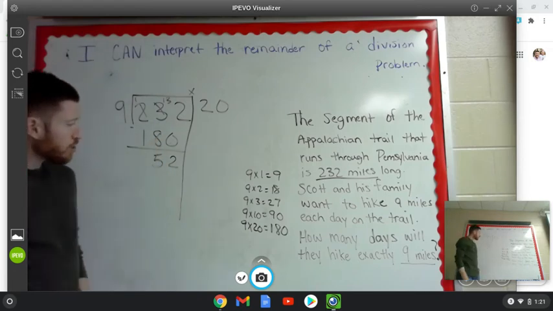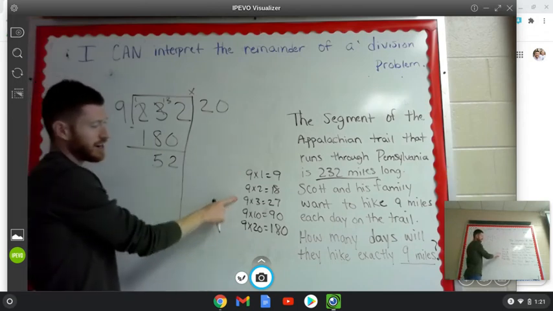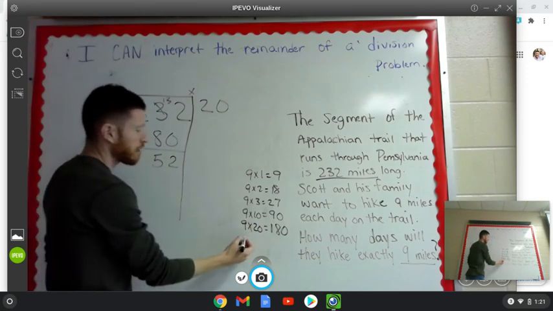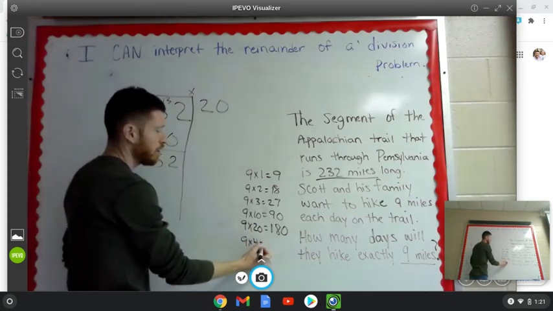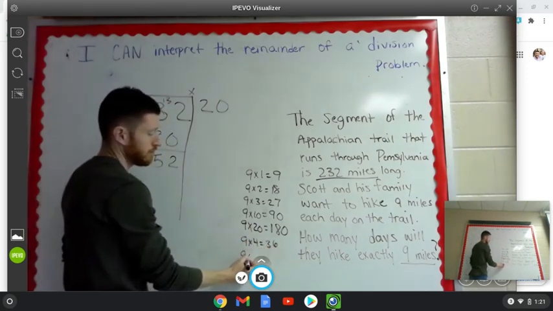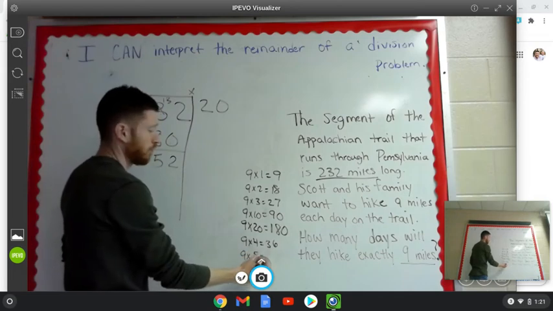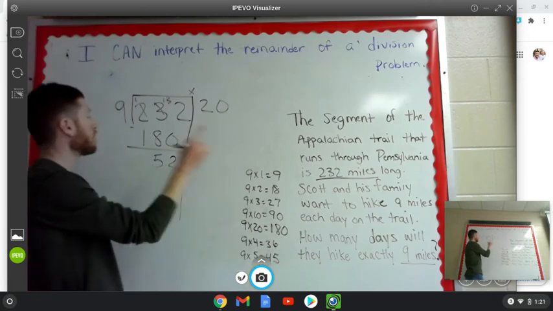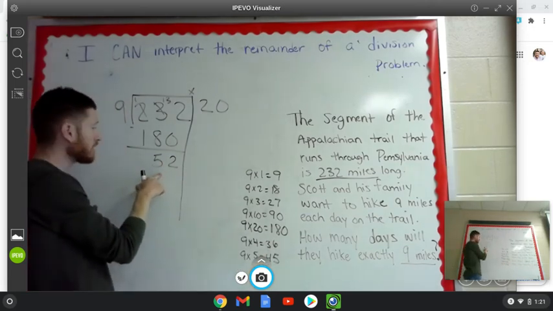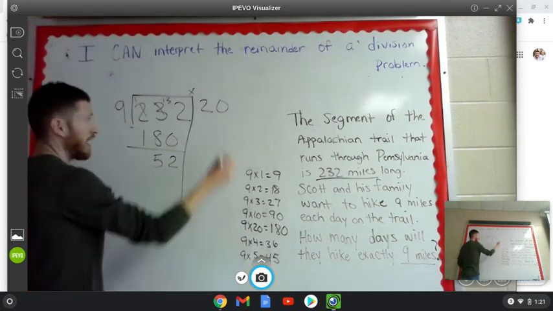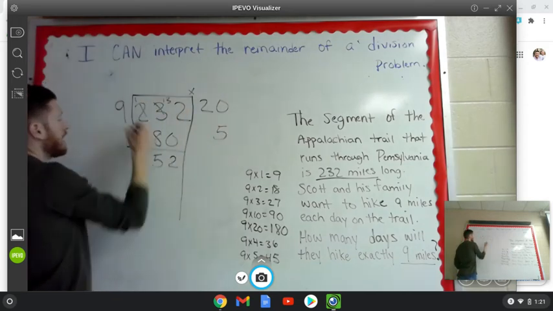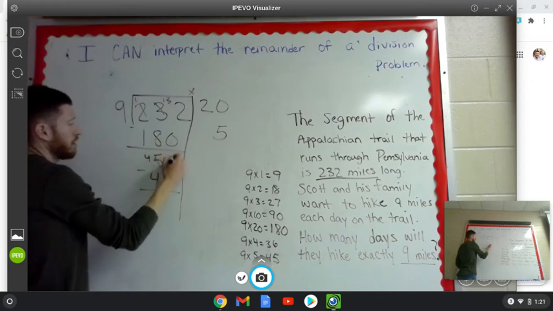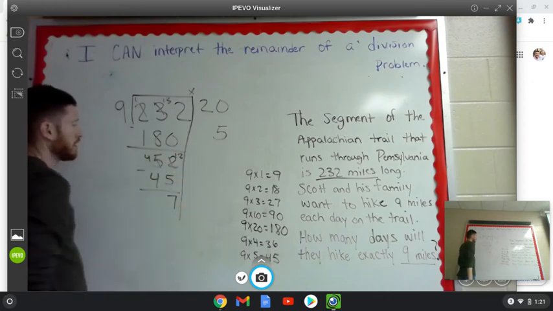So 52. Now, if you notice on my facts here, I stopped at 9 times 3, but now I'm wondering if it might even be more beneficial for me to think about maybe even 9 times 4, 36, or possibly even 9 times 5, 45. 45 is really close to 52. So I think I'm going to try that next. 5 times 9 is 45. Subtract that out. And with regrouping, I get 7.